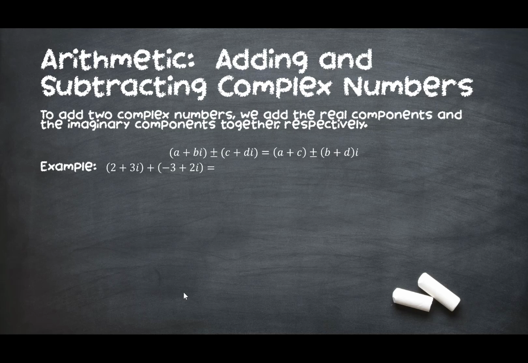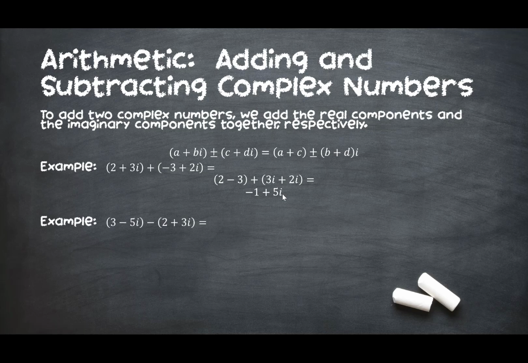So notice we have 2 plus 3i plus negative 3 plus 2i. To put the real components together, here we have the 2 and the negative 3, so I put them right there. And then we have the 3i plus the 2i, so I've just put them right there. 2 minus 3 is negative 1, and 3i plus 2i is a total of 5i.